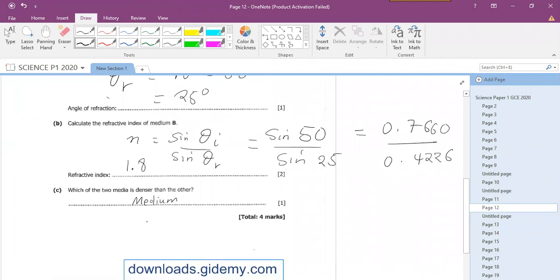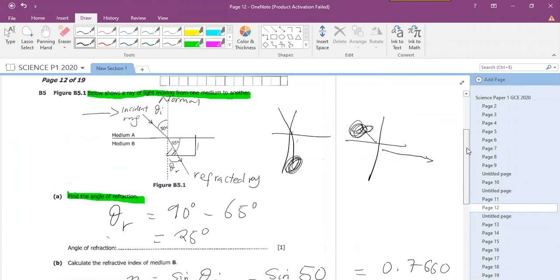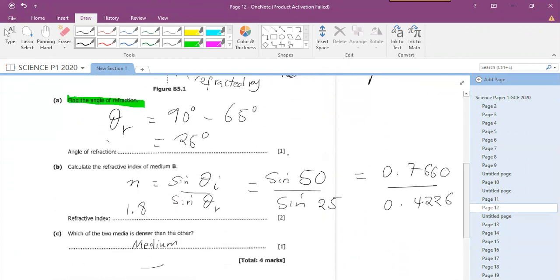So this question was actually very simple because we are just using one formula for calculating refractive index, which is Snell's law. Refractive index is sine of angle of incidence over sine of angle of refraction.